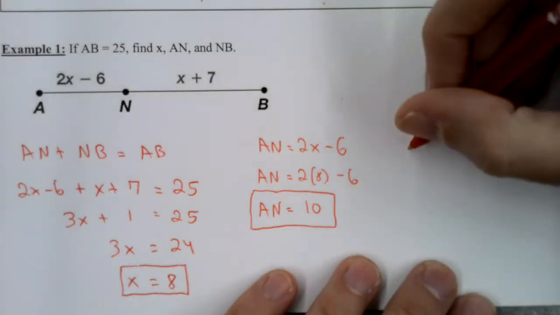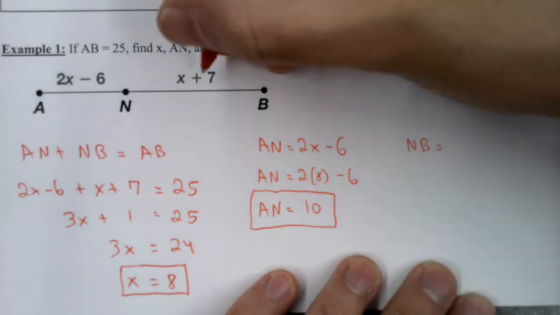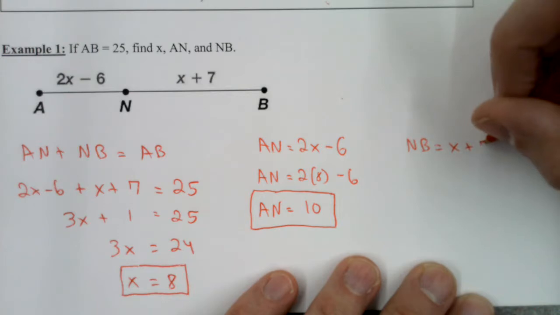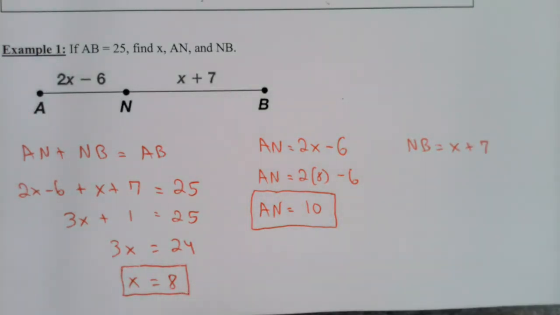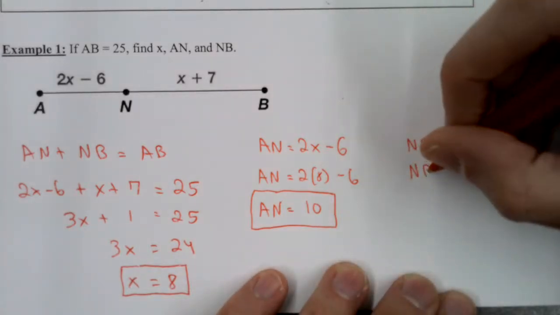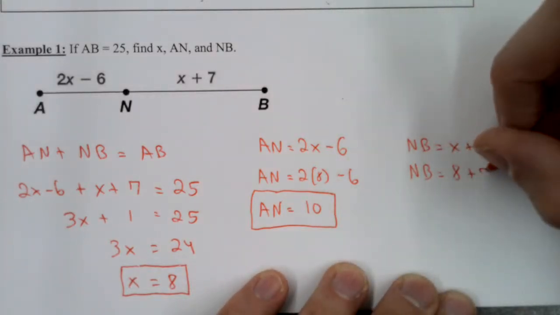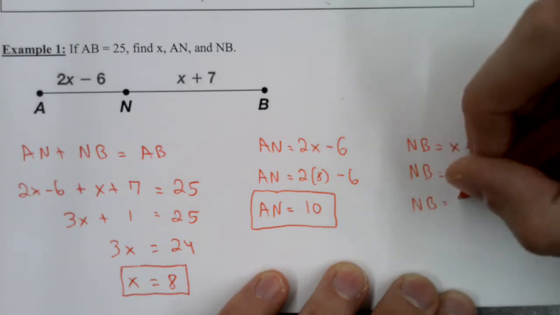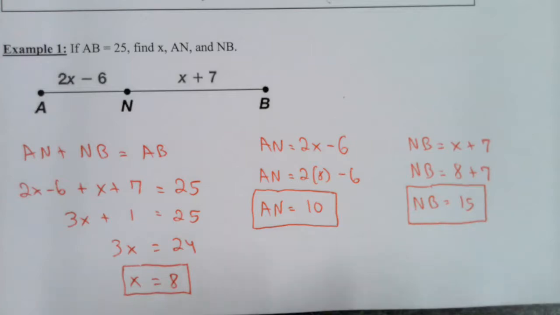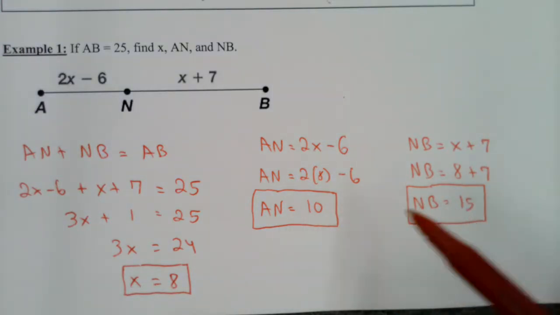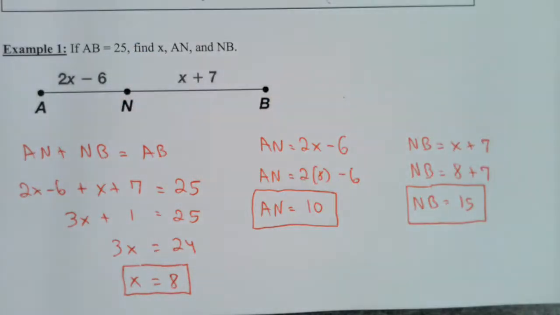Now let's do NB. NB equals x plus 7, and we established earlier in the problem that x is 8, so NB equals 8 plus 7, which is 15. And you can do a quick check. AN is 10, NB is 15. If you add those together, you get 25, which is what the entire segment equals. You were told that in the directions, that's 25. So that one works.